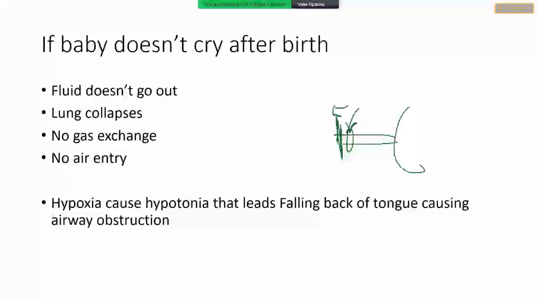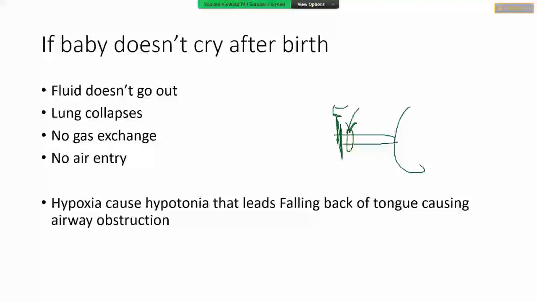Then if the baby doesn't cry after birth, so we are delivering a baby and the baby is not crying, then what to expect, what to do? That is the neonatal resuscitation that we are going to study. So what are the problems when the baby doesn't cry? If the child doesn't cry, the fluid doesn't go out. Because when the child cries for the first moment, the fluid within the lung system, the respiratory system, will move into the circulation. So if the child doesn't cry, fluid doesn't go.